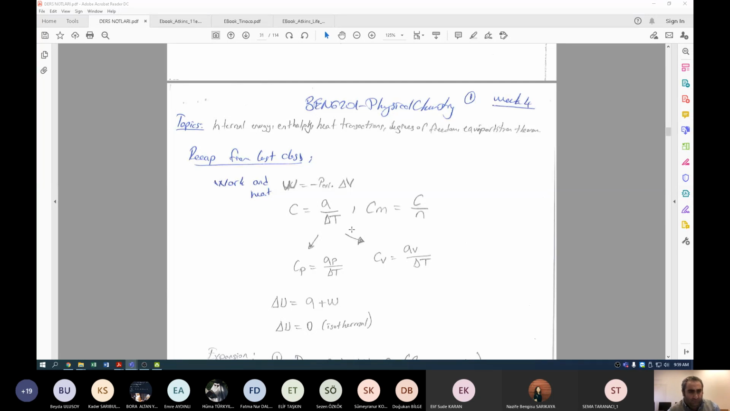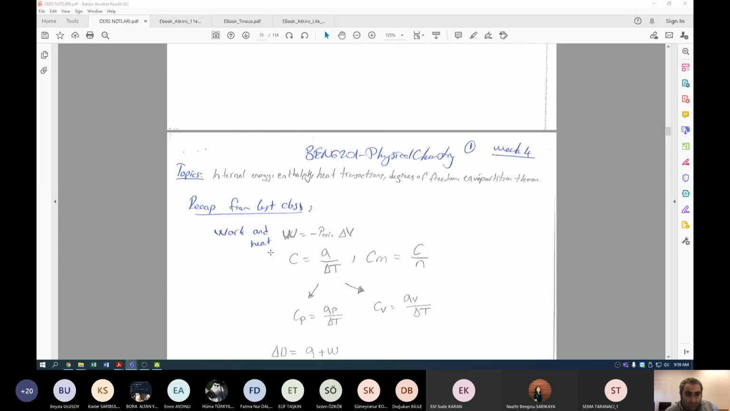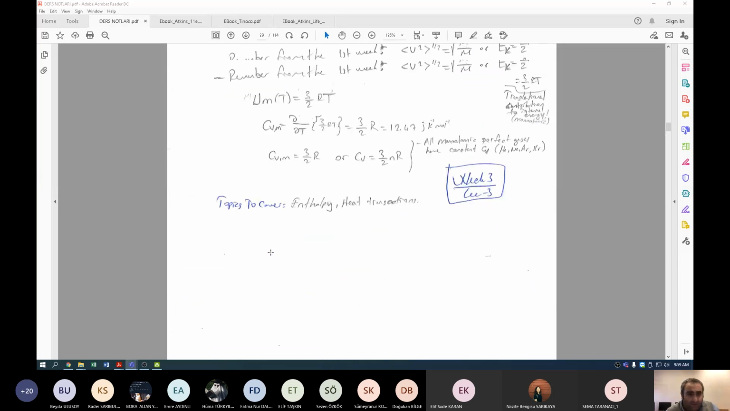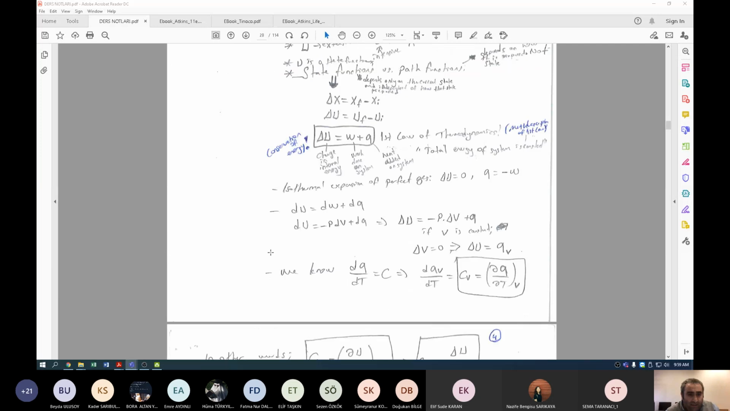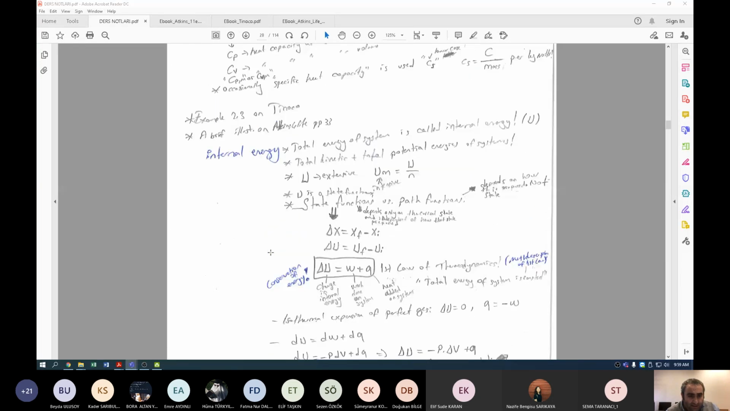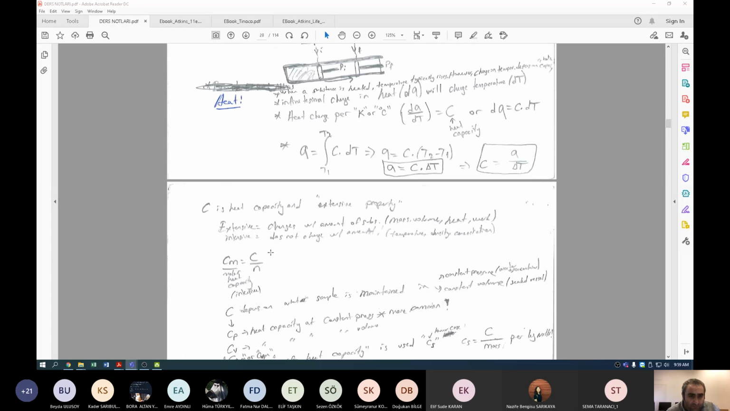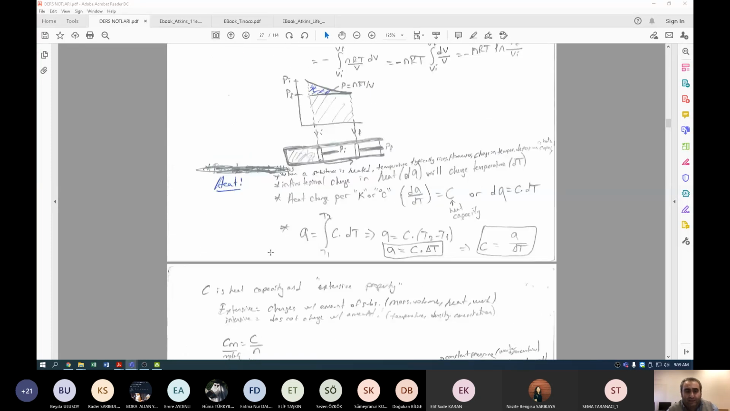Today's topic will be mostly about enthalpy and heat transactions and degrees of freedom and equipartition theorem. Before moving to the next class, I would like to open up the last class topic and then remind you a few notations. So we have discussed heat and work.